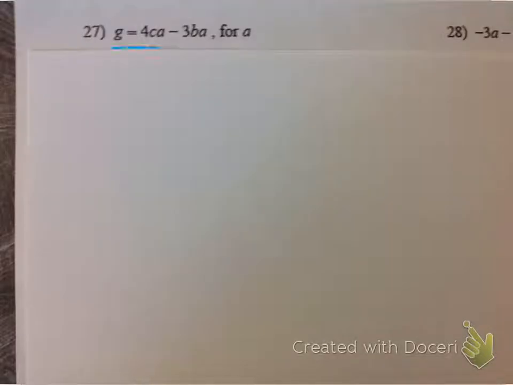Okay, number 27, let's put our t-chart up right here. And we realize that we're solving for A, and we need to look and see that there's 2 spots that A is located.